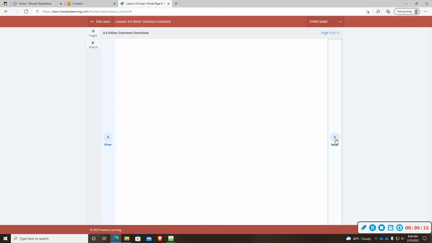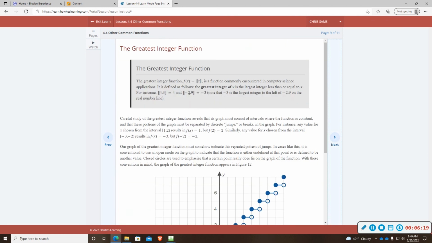Then we have the greatest integer function. This is one that's been around for a while, but I've never really used it. It's usually something that we kind of skip over. I haven't actually seen any applications of it because we never really use it. But we're going to actually see it at least one time in this section.